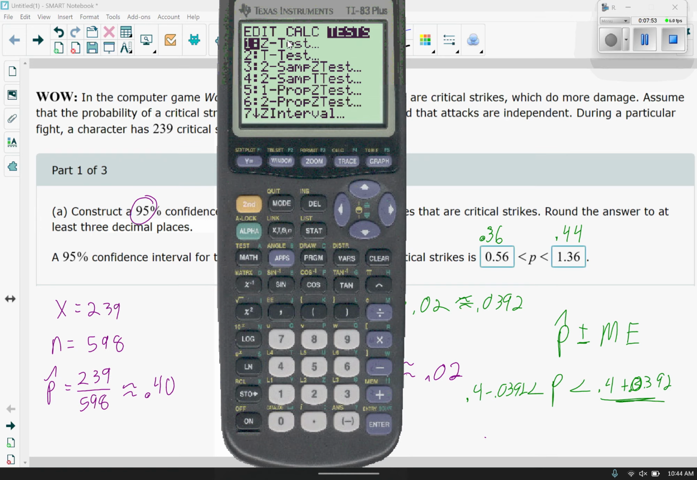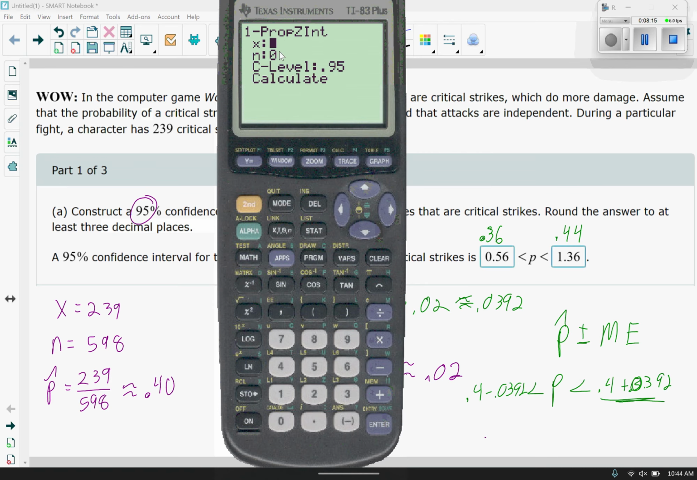All right. So we had the z-test, the t-test, then we had our proportion z-test that we did this week. Then we had the z-interval and t-interval, which, yes, we do those, but that's not for proportions. I needed to keep arrowing down, and it's right there. It's the one proportion z-interval right there. So I'm going to go ahead and click on that.